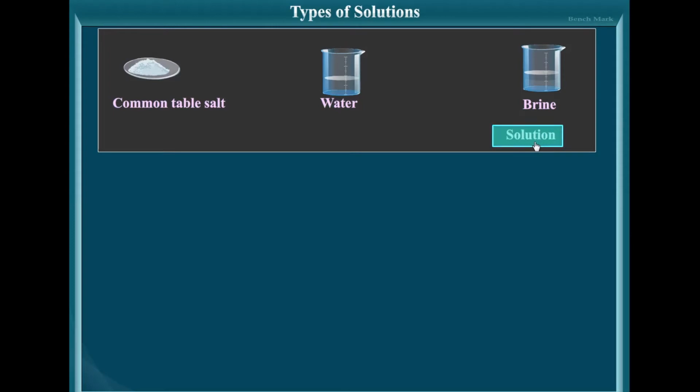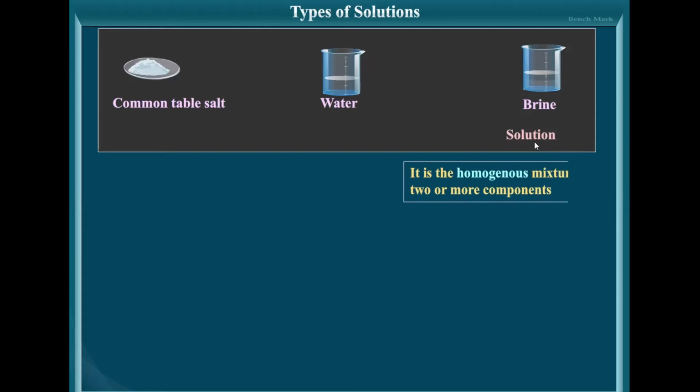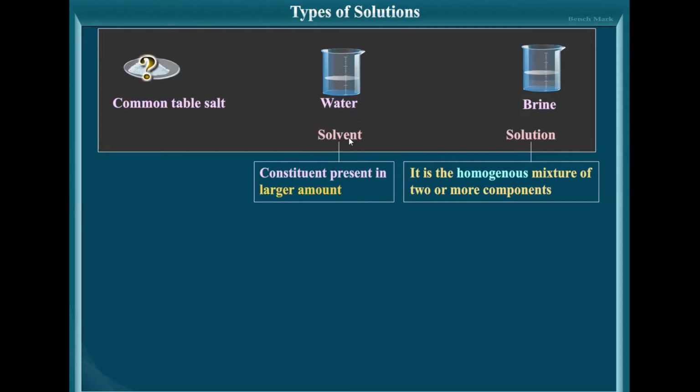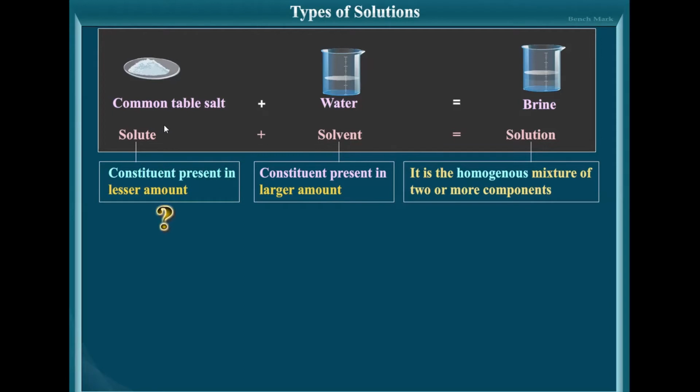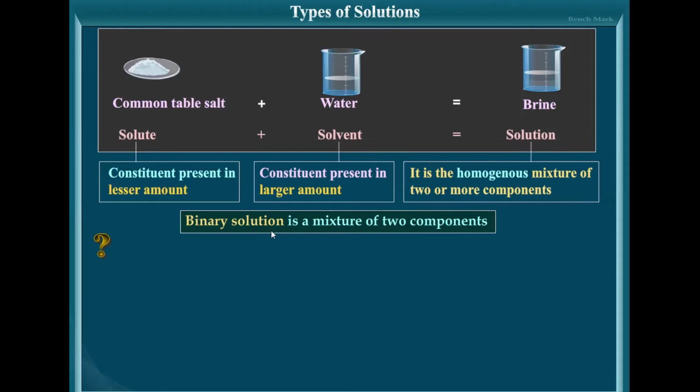As I discussed earlier, this is a homogeneous mixture. That is, you cannot see the components through the naked eye or through a microscope. It is a homogeneous mixture of two or more components. Here water is in excess, so that is called the solvent. And what is a solvent? The constituent present in larger amount is called the solvent. Here common salt is the solute, the one present in lesser amount. That is, the component present in lesser amount is called the solute.